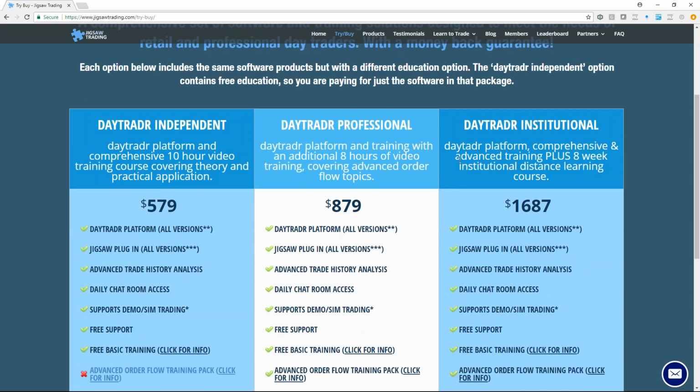If you're doing okay as a trader, or you're looking to improve, you've already got some techniques you want to improve against, then the independent or the professional is really what you need, because you're already part way there. You're just looking for the icing on the cake. You could start with the independent and then upgrade to the professional later. That would be fine.